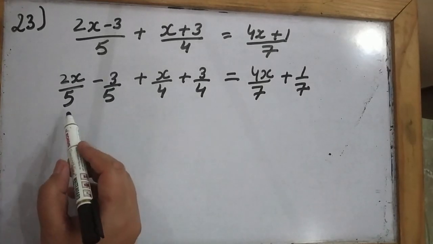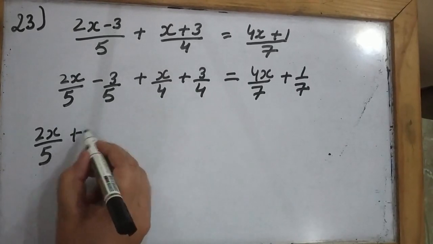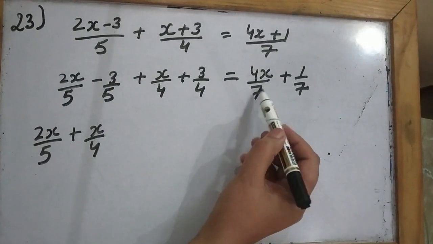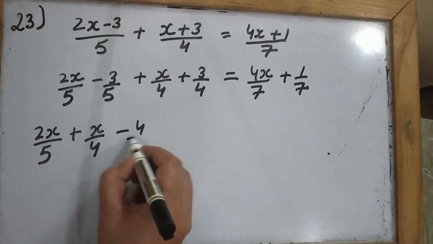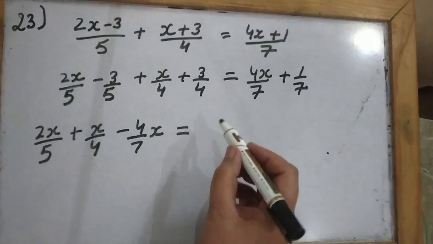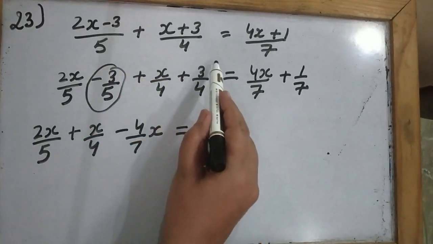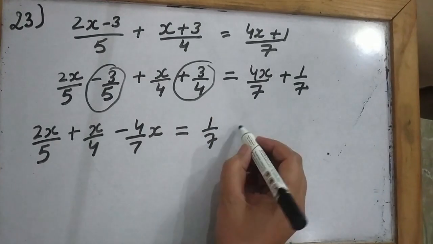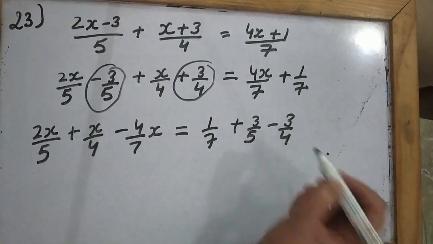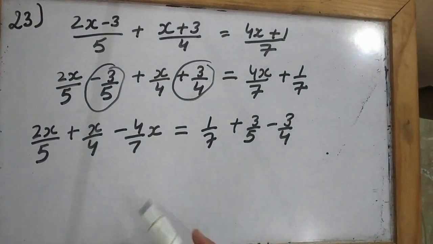Now I will bring the x terms together. 2x upon 5. Here is x term plus x upon 4. And here other side also you have a x term, which you will bring this side, and it will become minus 4 upon 7 upon x. The other side you have 1 by 7. Now this, without x terms, we will shift to the right hand side. So plus 3 by 5 and minus 3 by 4. Now all the x terms are together and without x terms are together.